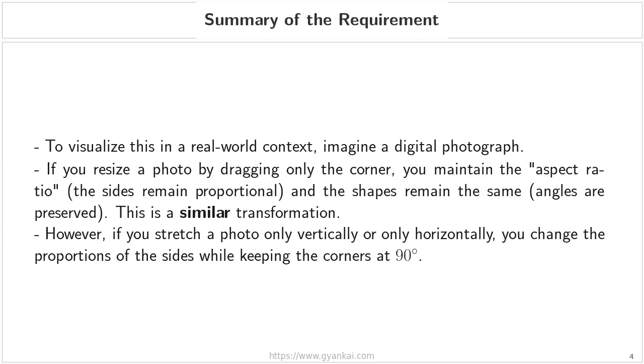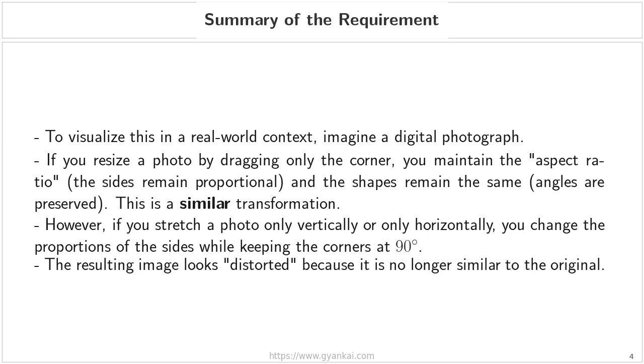However, consider what happens if you grab just the top edge and stretch the photo only vertically, or grab the side edge and stretch it only horizontally. The corners might still be 90 degrees, but the proportions of the sides have changed. The people or objects in the photo will look unnaturally tall or unnaturally wide. The resulting image looks distorted because it is no longer similar to the original.